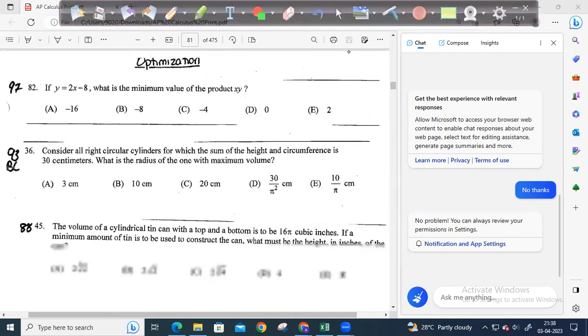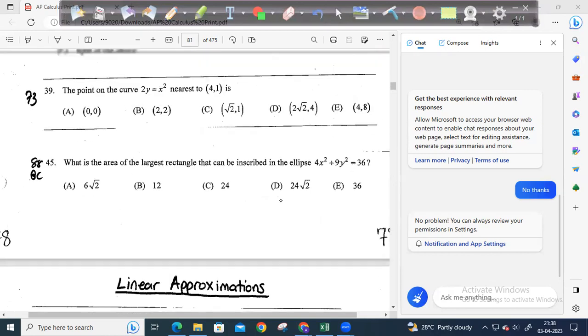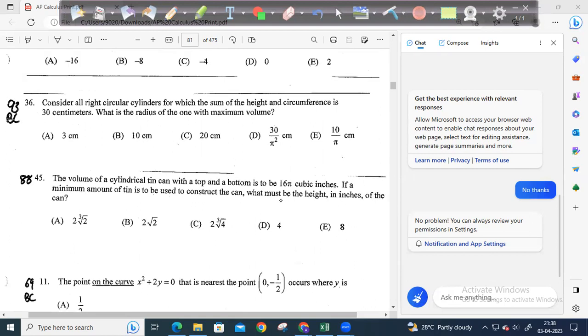Now everyone, the difficulty with optimization is only in getting the functions into one variable. So we just need to be able to get the functions into one variable.